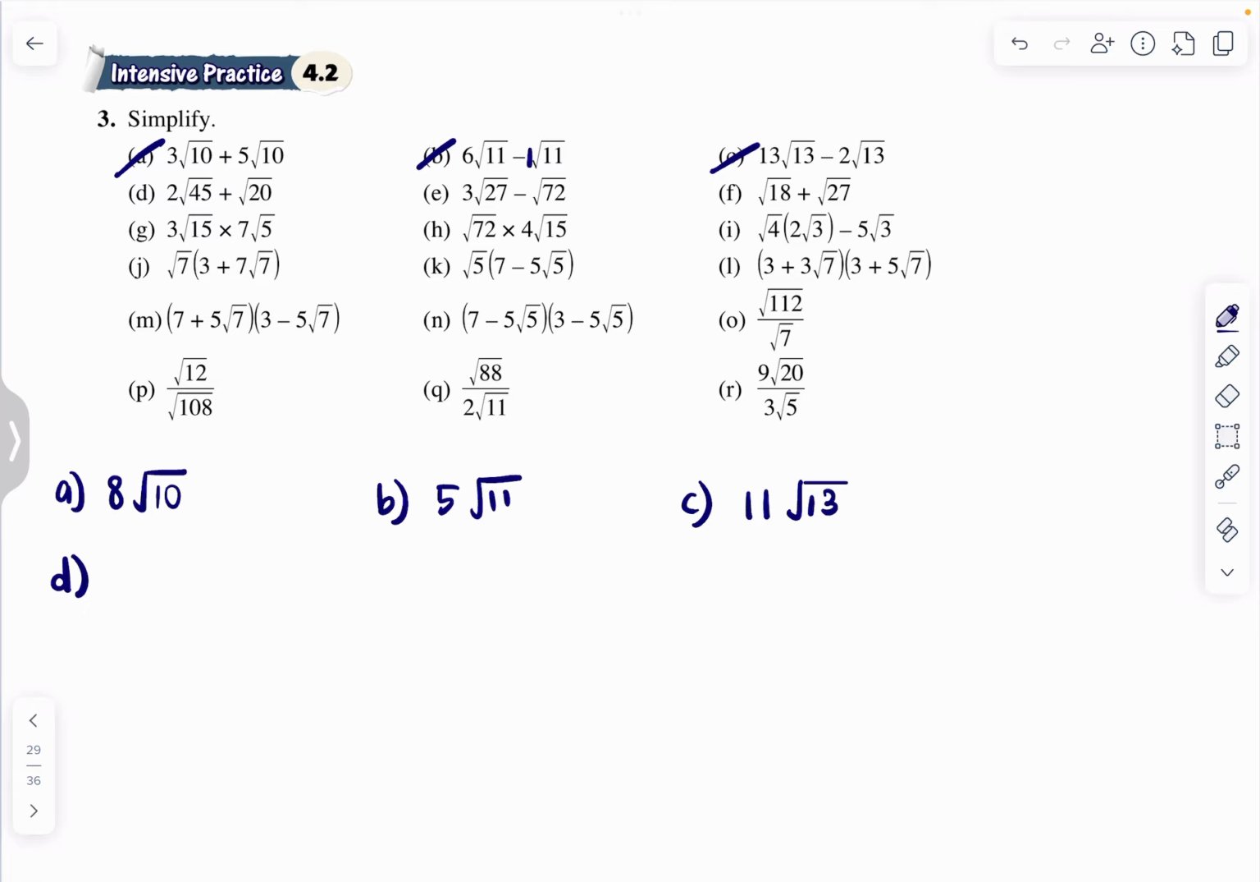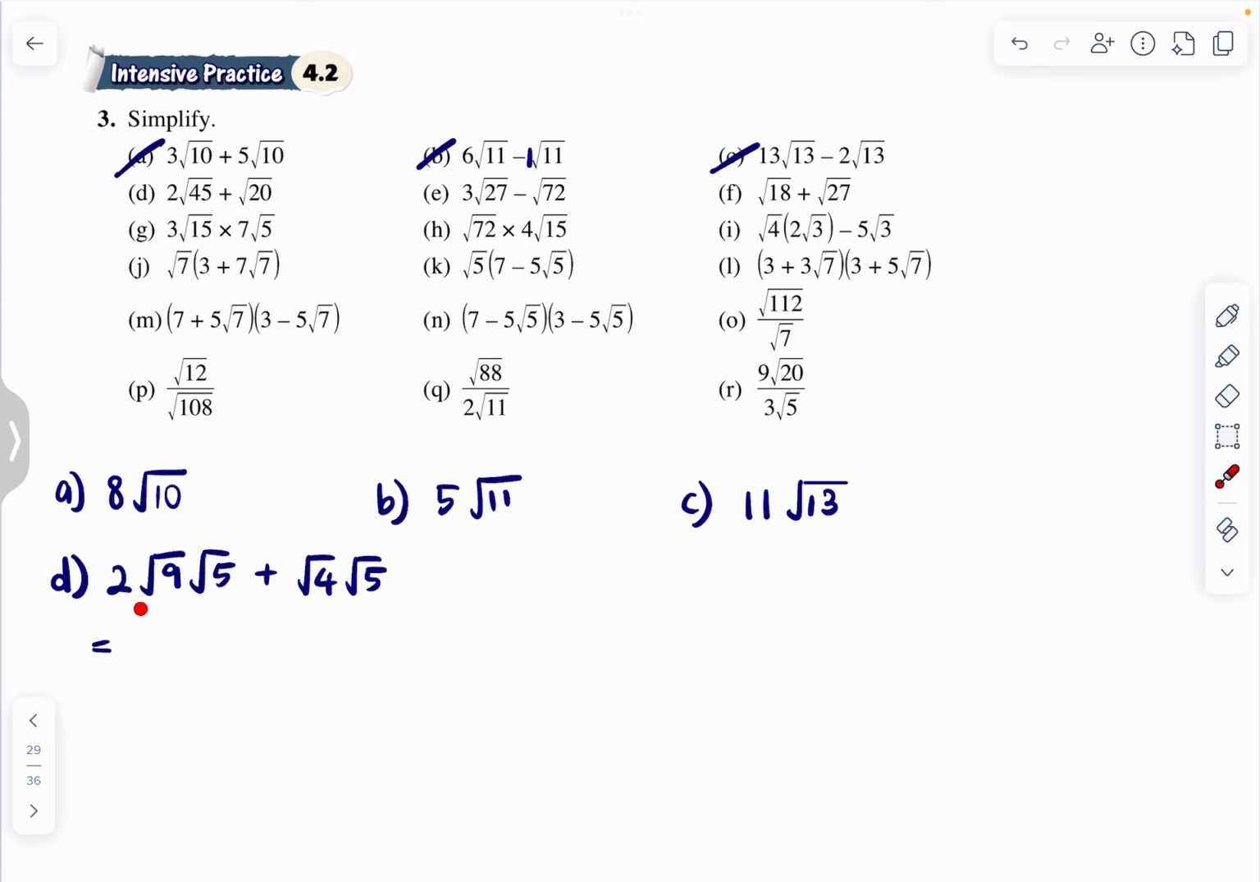Right, let's look at D. D is a bit different. So it's not the same oranges anymore. Now one is orange, one is apple. Okay, so to solve this, we need to try to break it down. So 2 surd 45. 45 is 9 times 5. So we can say surd 9 times surd 5. And 20 is 4 times 5. So I can say surd 4, surd 5.